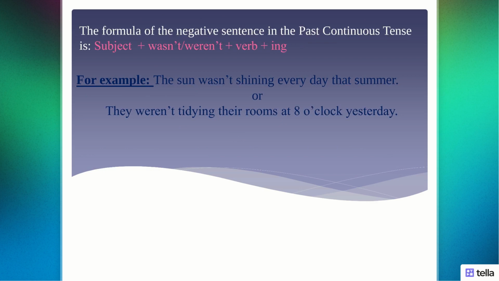The formula of the negative sentence in the past continuous tense is subject plus wasn't or weren't plus verb with an -ing ending. Let us consider two examples. The sun wasn't shining every day that summer, or they weren't tidying their rooms at 8 o'clock yesterday. So out of these sentences, we may conclude that we use wasn't with pronouns I, he, she, it, and we use weren't with we, you, they.